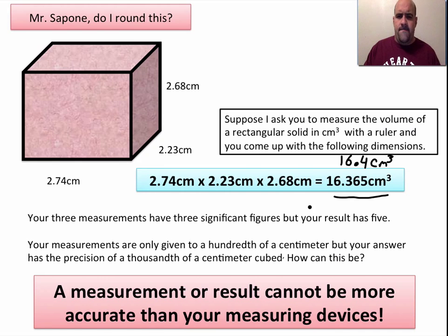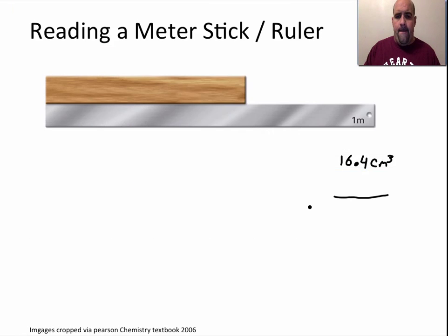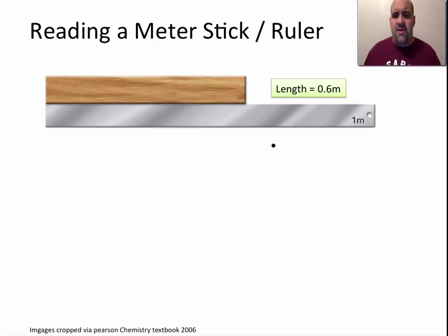Now let's take a peek at reading a meter stick or ruler, and these images are from a Pearson chemistry textbook. What would you report this measurement as? The only labeling on here is that this whole thing is a meter, and we know it's between 0 and 1 meters, and this looks to me to be a little more than half, and a good estimate would be 0.6 meters.